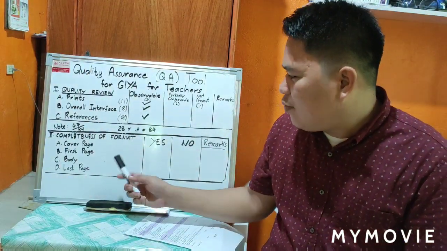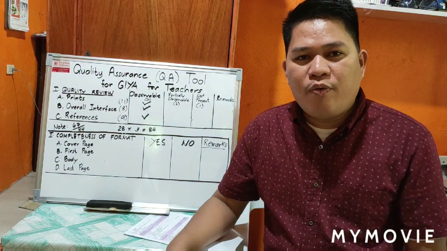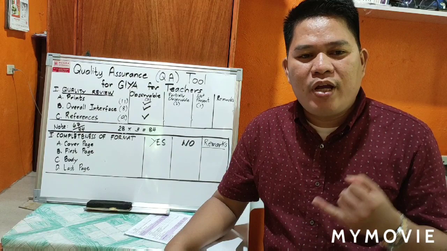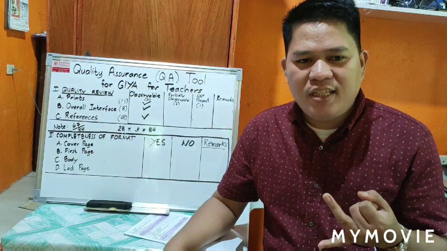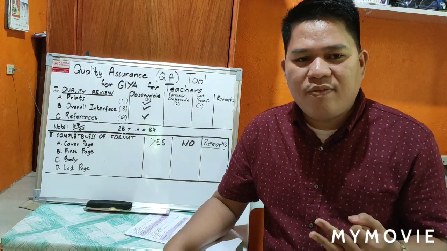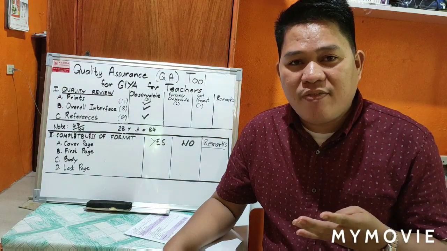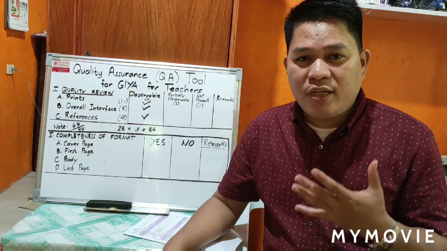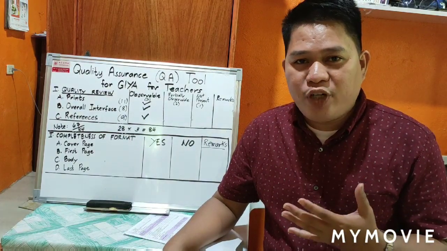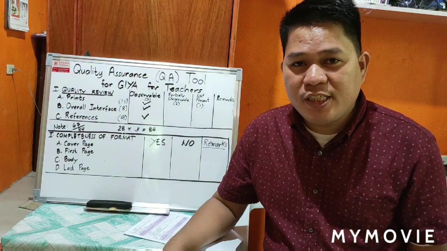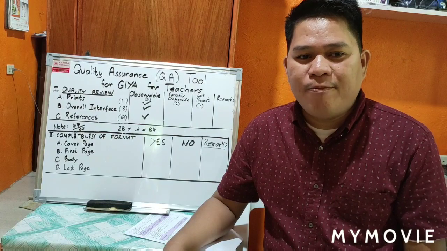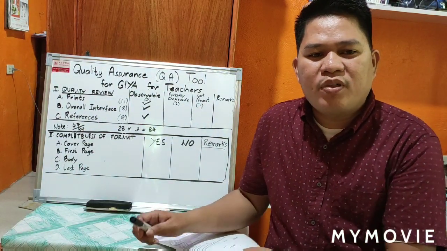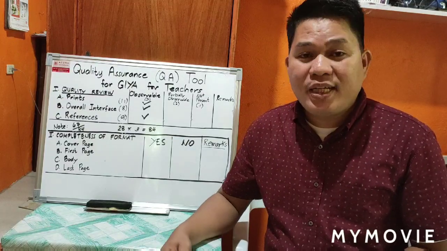Then for letter C, we have the body of our GIYA for teachers. Include mini lesson. We have guided practice activity, independent practice activity, and the evaluation activity sheet. Then if you have prepared the enrichment activity sheet, you include it in your GIYA for teachers. But in the GIYA for learners, pwede na po siyang hindi ilagay. Then for our last page, we have the rubrics.